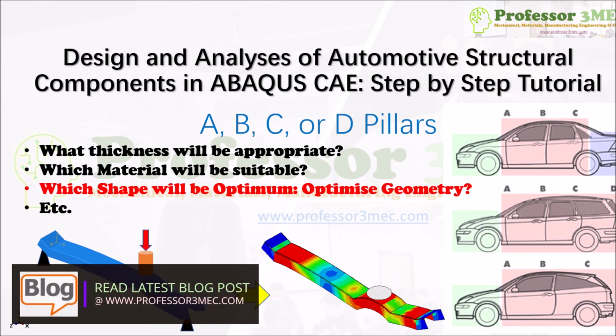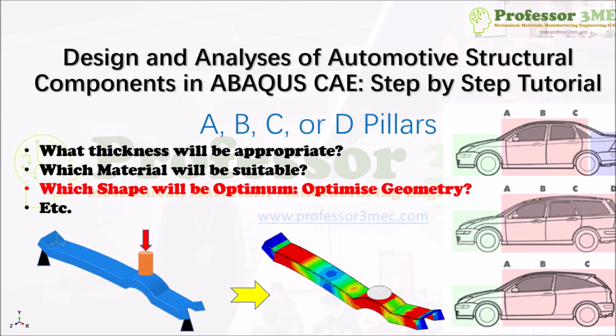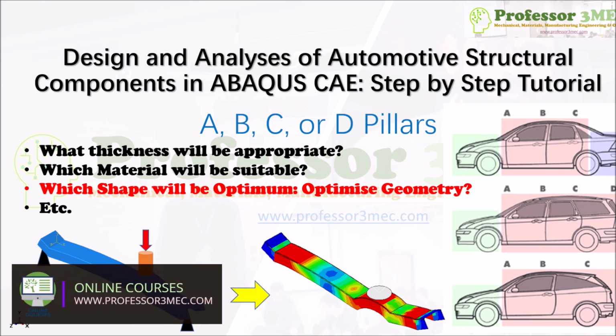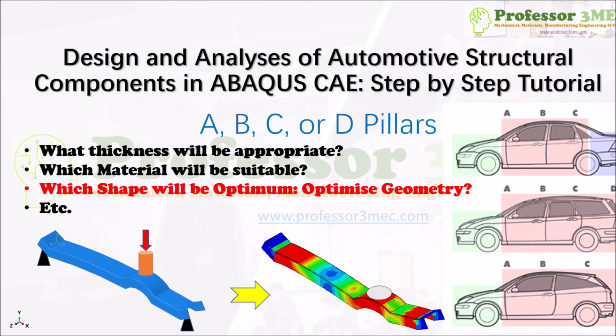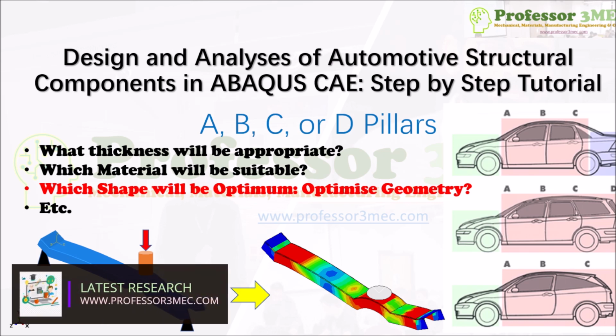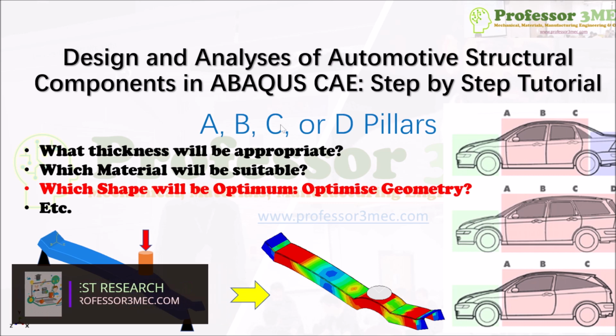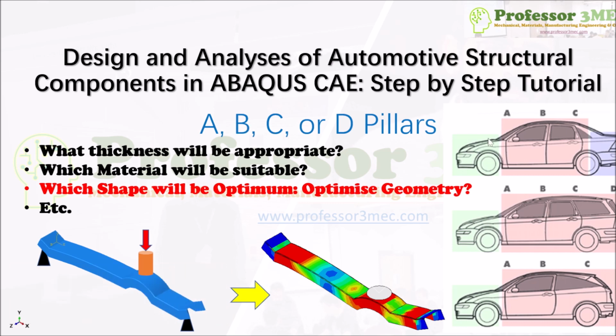In today's video, I will show you how to perform design and analysis of automotive structural components in ABAQUS CAE, and I will show you in a step-by-step manner how you can do that. If you are familiar with the automotive industry, then there are a lot of structural components involved in a normal car, and today we're going to focus on different types of pillars. Pillars can be classified as A, B, C, or D type pillars.